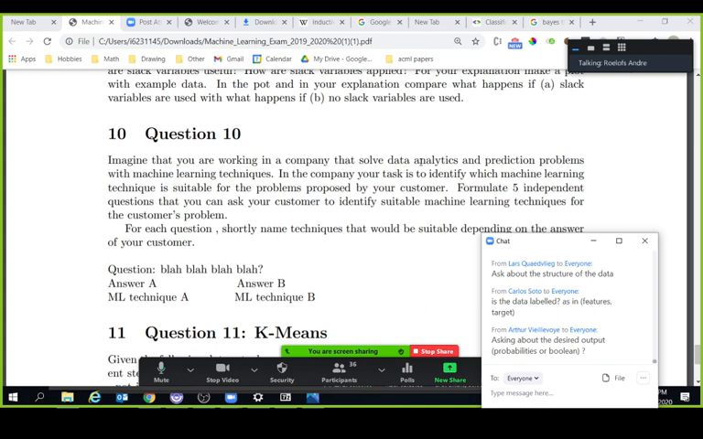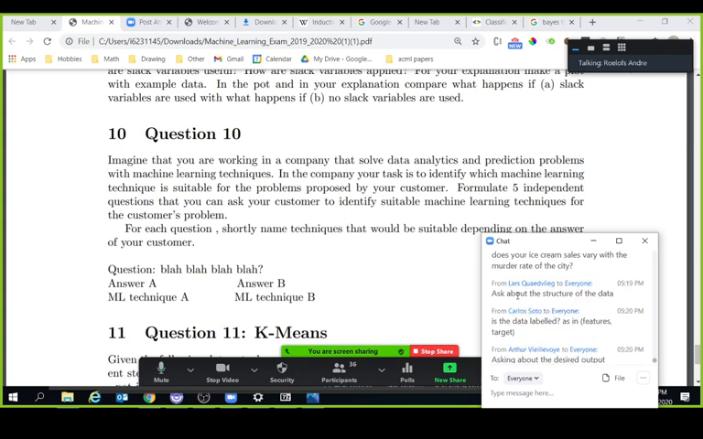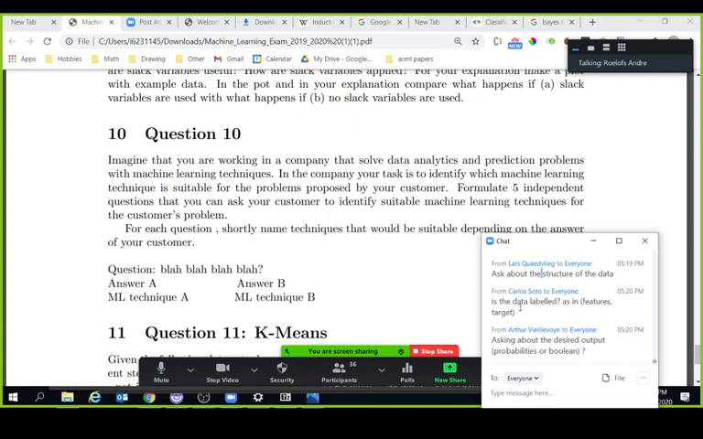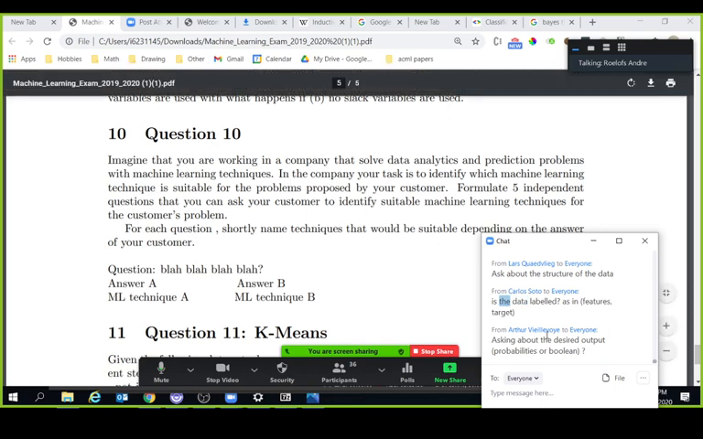Asking about the desired output, probability. So this is one of them. Okay, so Lars says ask about the structure of data. Yes, but you need more specific questions. Is data labeled, as in the features and target? Well, yes, but usually if you want to find out whether people have cancer, you assume that they're labeled. So I wouldn't say this question would rate highly.